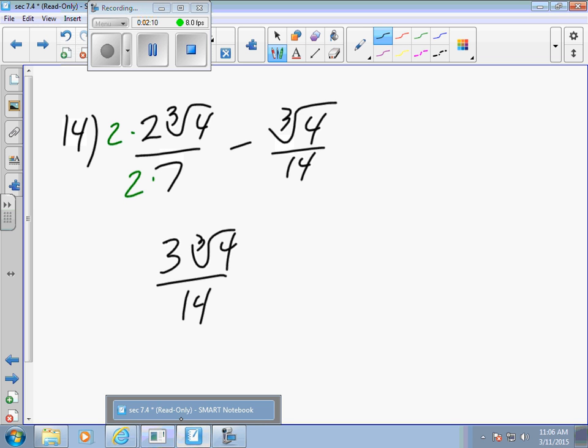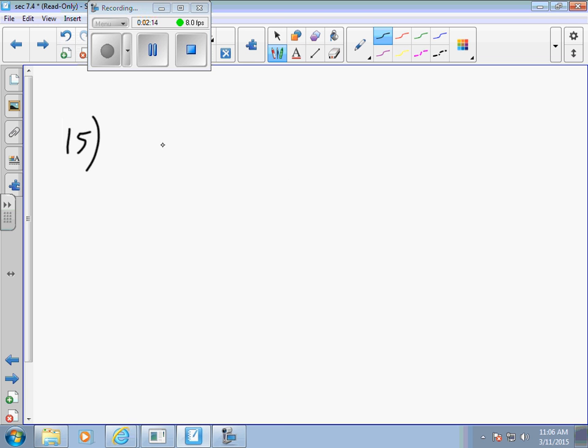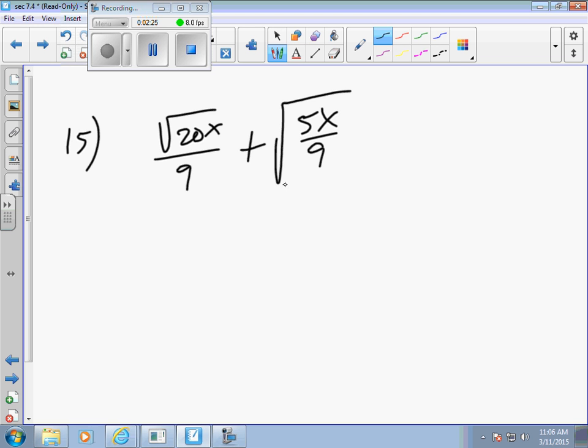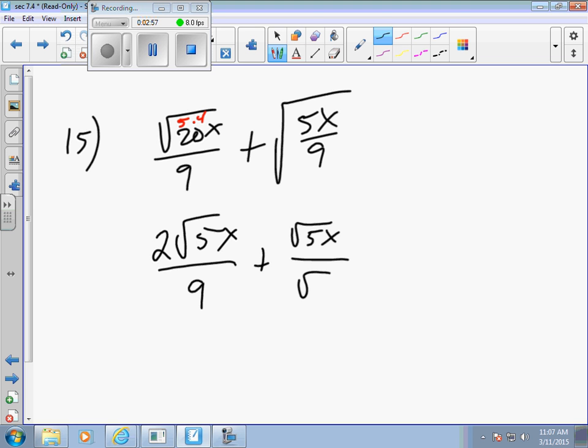The next one we're going to try is number 15, another fraction one. I have the square root of 20x over 9 plus the square root of 5x over 9. Notice that the square root is bigger in the second fraction, so it's the square root of the top and the bottom. This one's only the square root of the top. If I take my square root of the top, I'm going to rewrite it as 5 times 4. The square root of 4 is going to come out as a 2, and square root of 5x is left over. In the second one, if I can simplify, I would, but there's nothing to simplify, so I write 5x over the square root of 9. Well, the square root of 9, I can simplify that to 3.